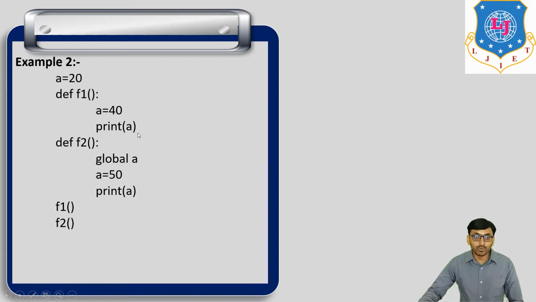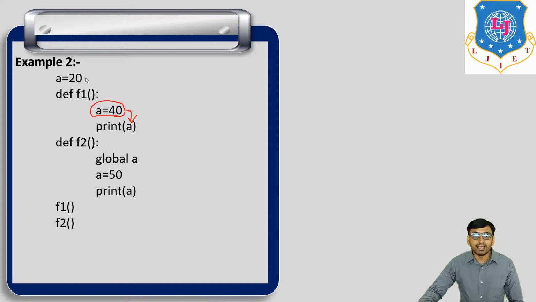So what is the output of this print a and this print a? This a is equal to 40. This is for function f1, so this value is transferred here. A is equal to 40.